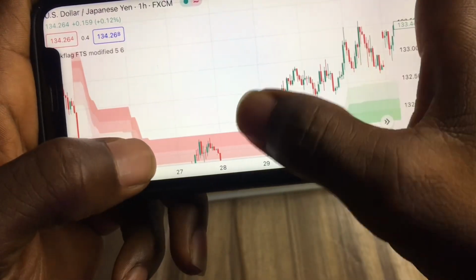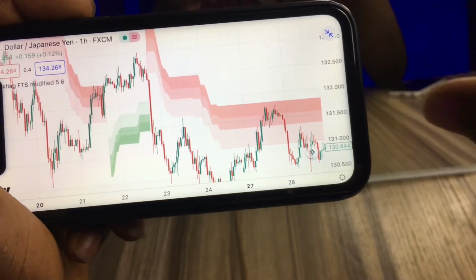You see another point right here, the market reacting to it until price breaks it. It goes ahead to give us that key level in the market.